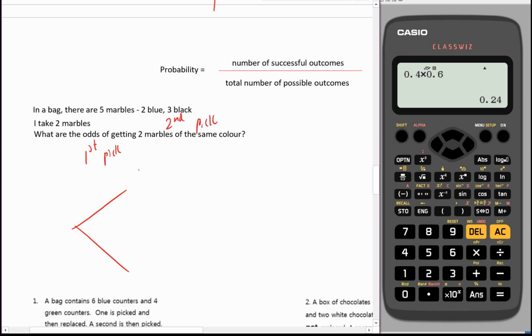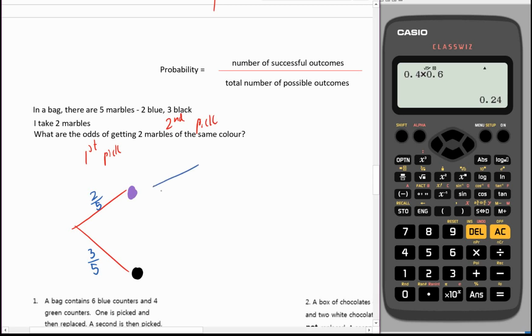So for the first pick, I can either take a blue marble or I can take a black marble. Okay? And the odds of me taking a blue marble, we can work out using this formula here. There are 2 blue marbles and there are 5 marbles altogether. So the odds of getting a blue marble is 2 out of 5. And the same idea, black marble will be 3 out of 5. So there's 3 blacks and 5 marbles altogether. Now things change slightly. Okay?